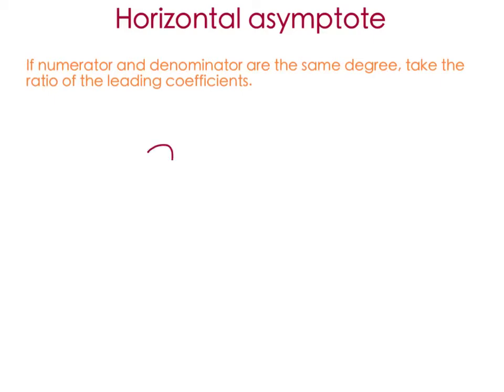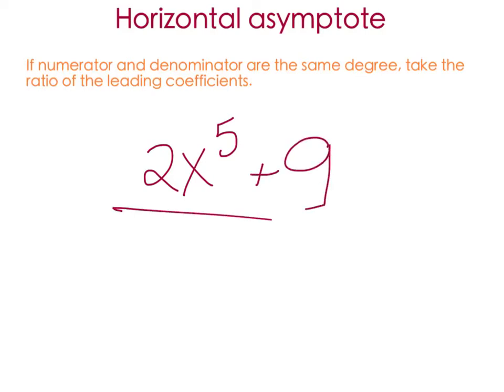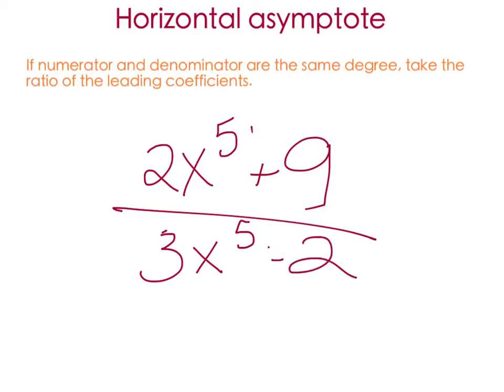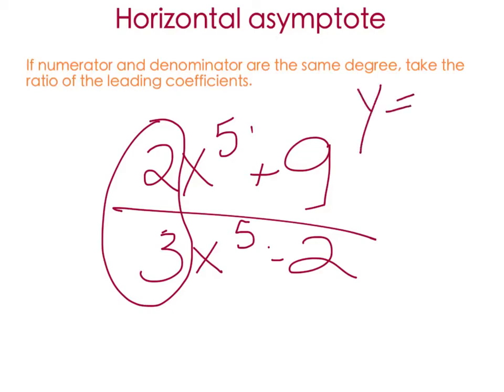So if I had 2x to the 5th power plus 9 over 3x to the 5th power minus 2, these are both 5th power, so you just take this ratio, 2 over 3, and your horizontal asymptote would be y equals 2 over 3. It's always y equals. Alright, so that's if the numerator and the denominator are the same degree.